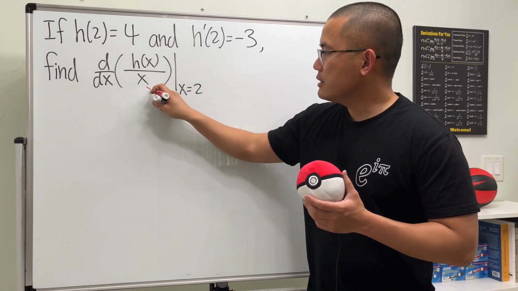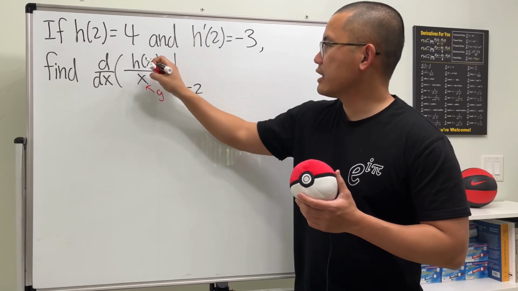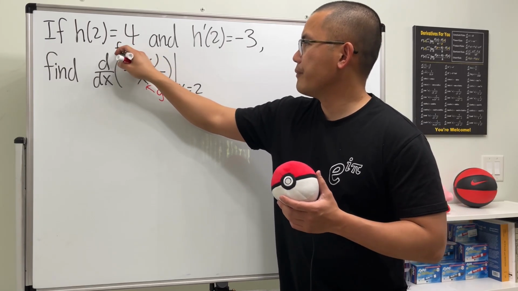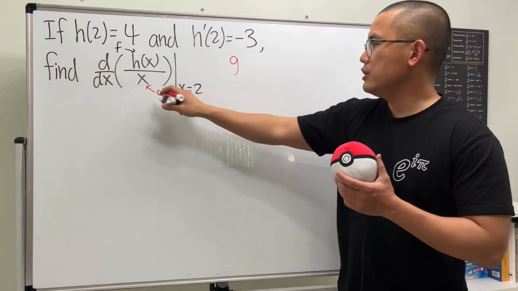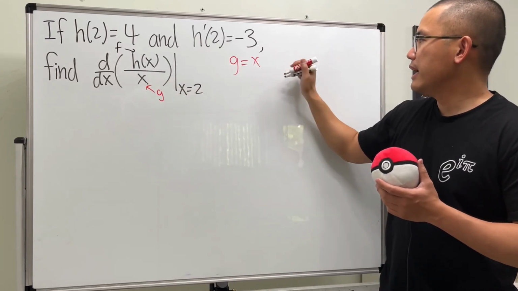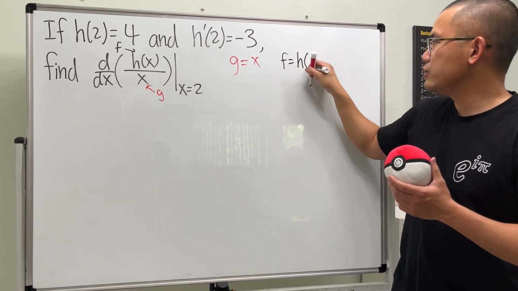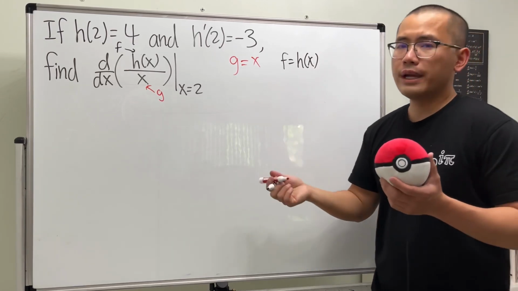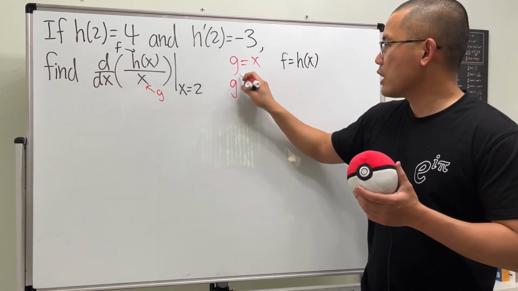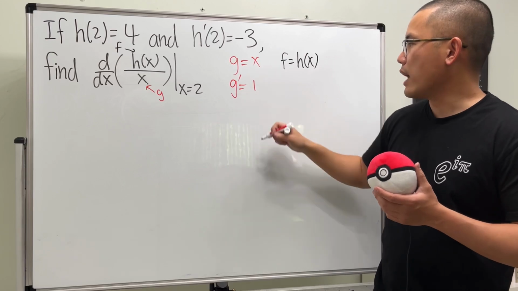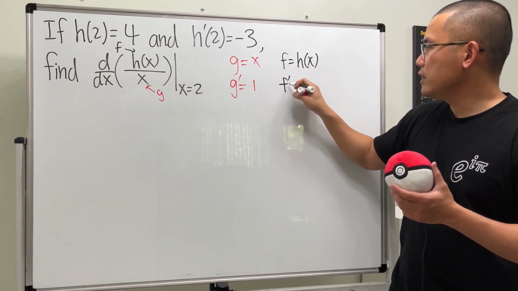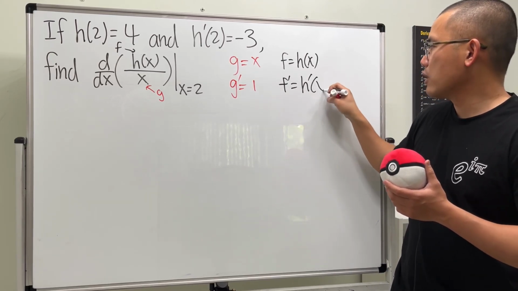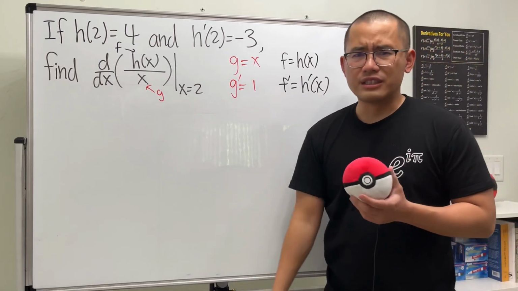The bottom is denoted by g, and then the top is still denoted by f. So I'll put it on the side. g is equal to x, and then f is equal to h of x. And let's go ahead and just do the derivative. g prime, the derivative of x, is just 1, and then the derivative of f is just h prime of x. So it's just the same thing.